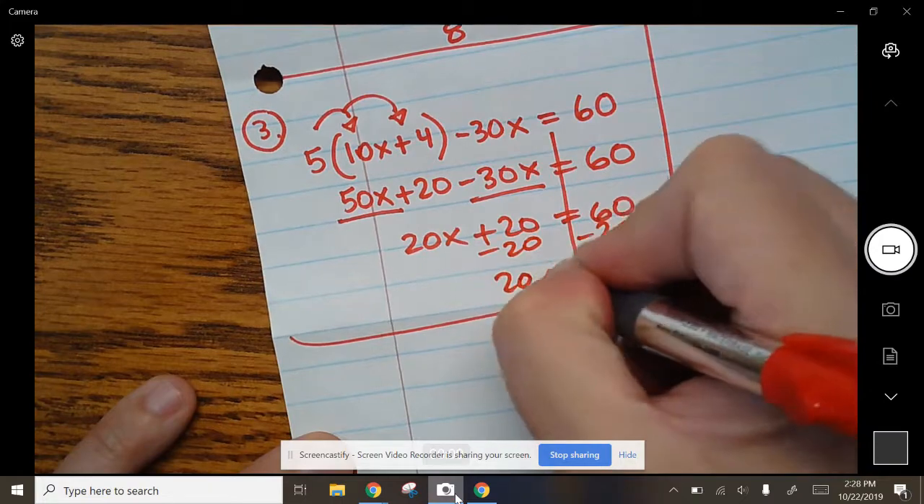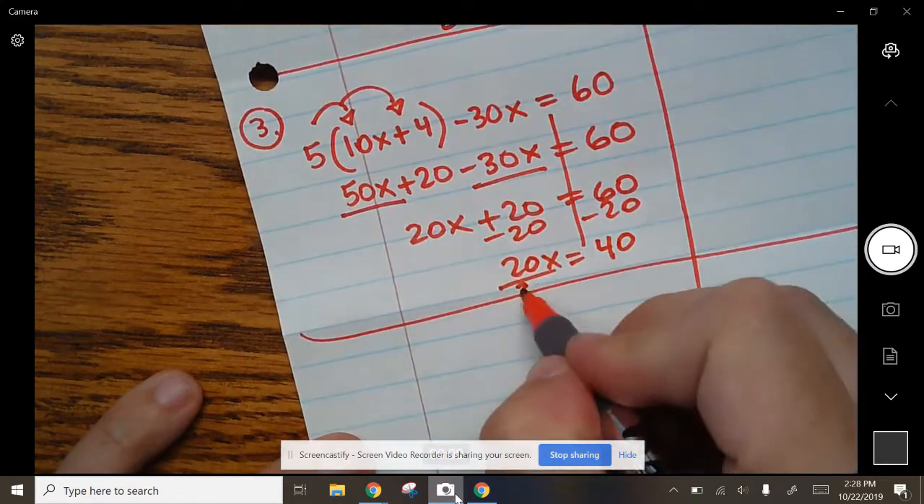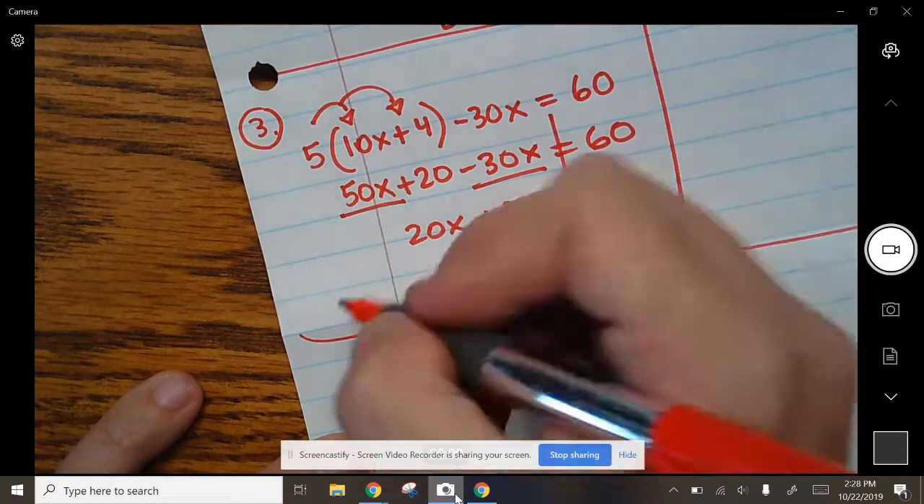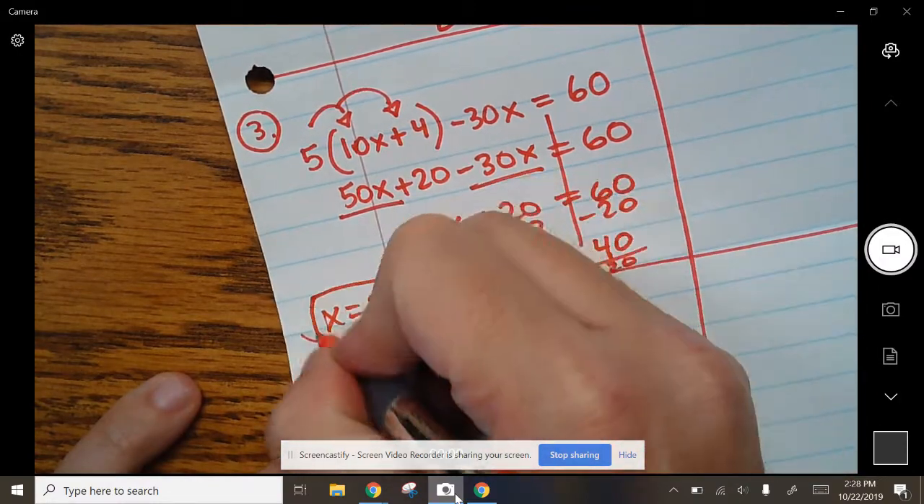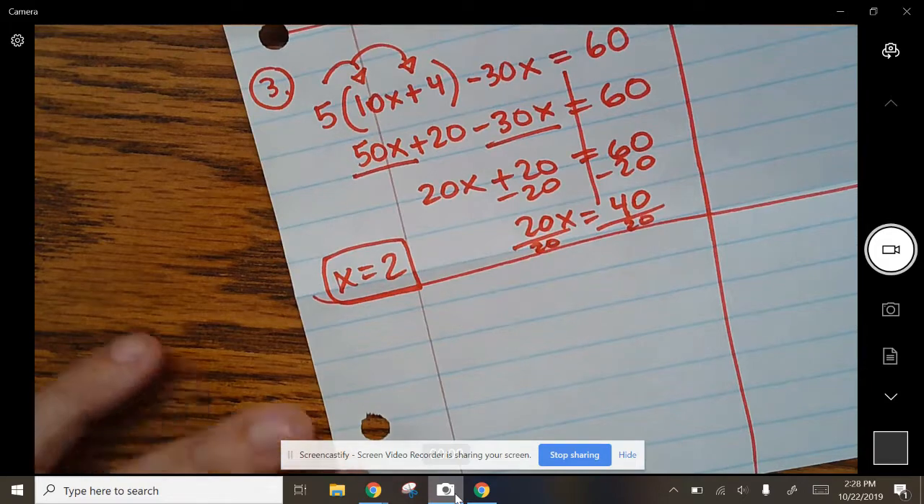Subtract 20, divide 20, x equals 2. You better have all this work shown. You're going to turn this paper in and I don't want any of it done without the work shown. All right.